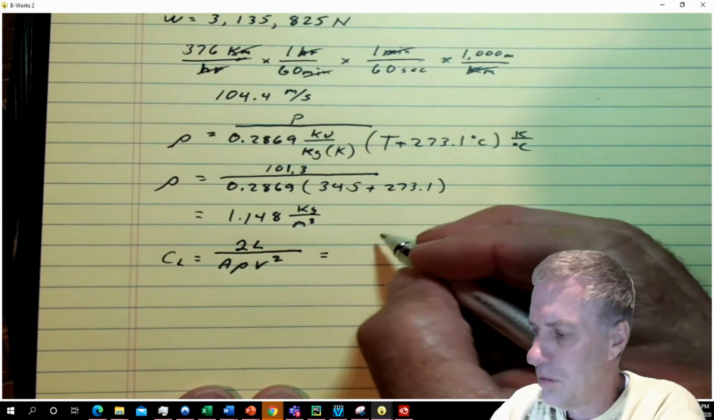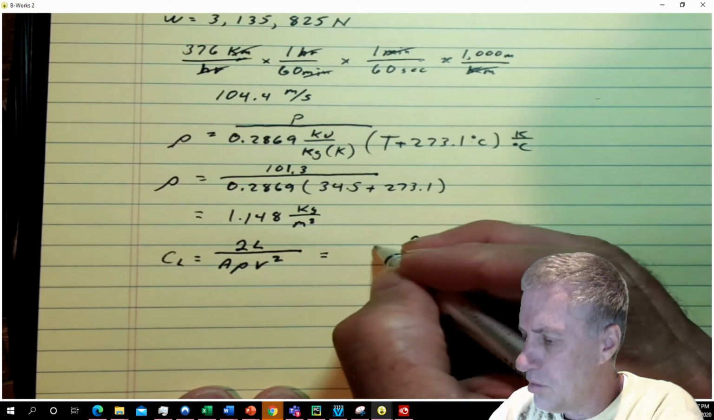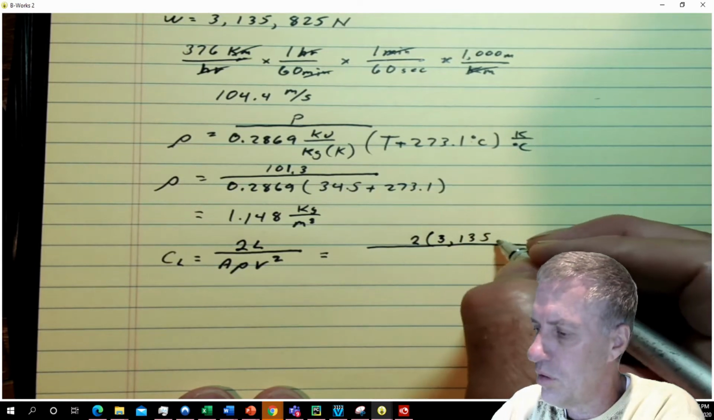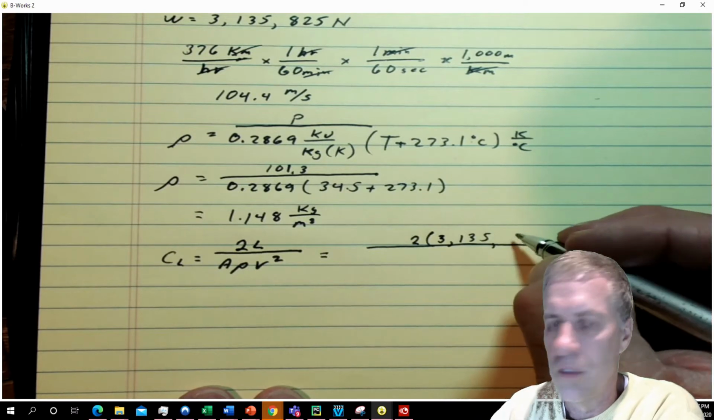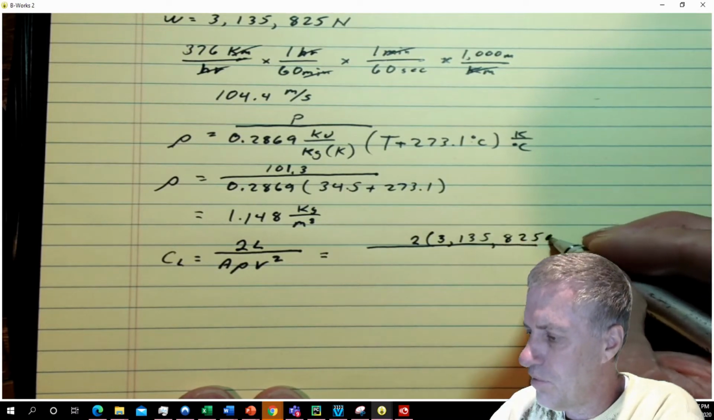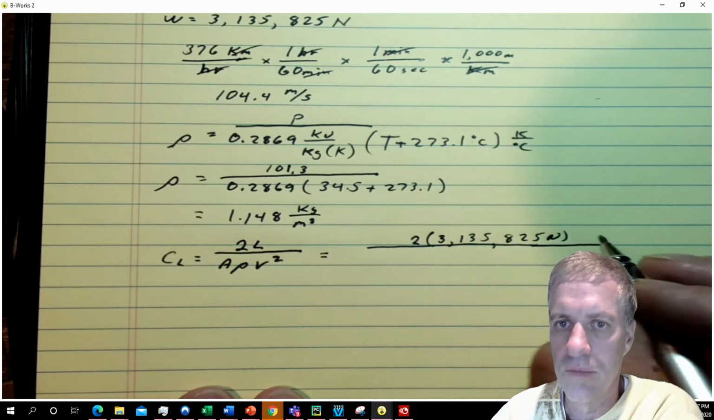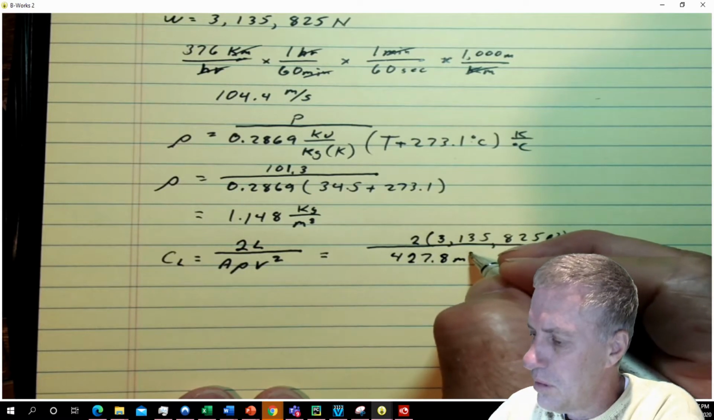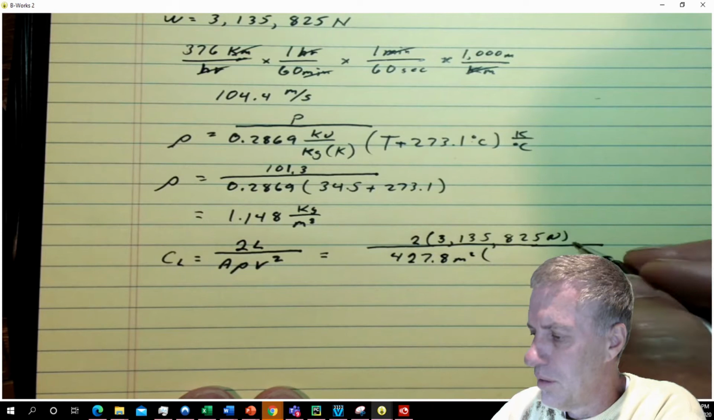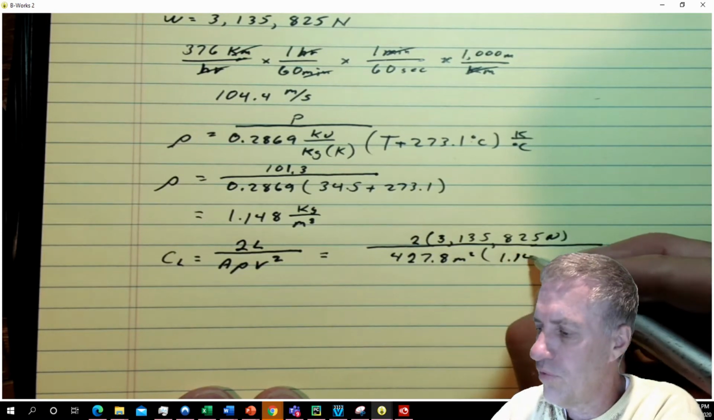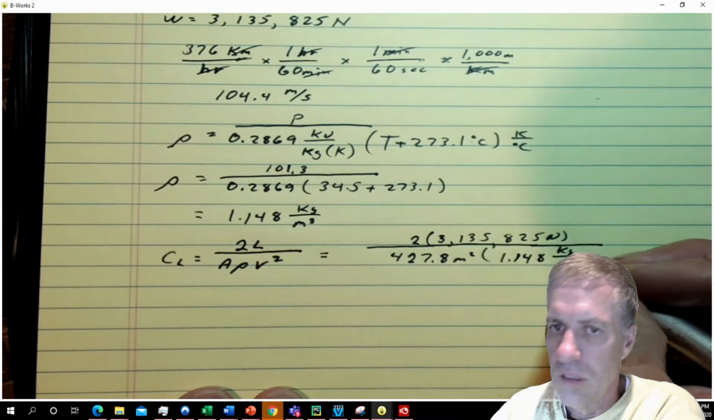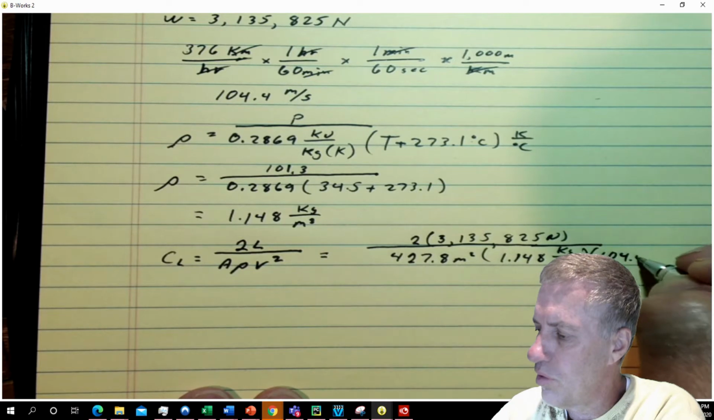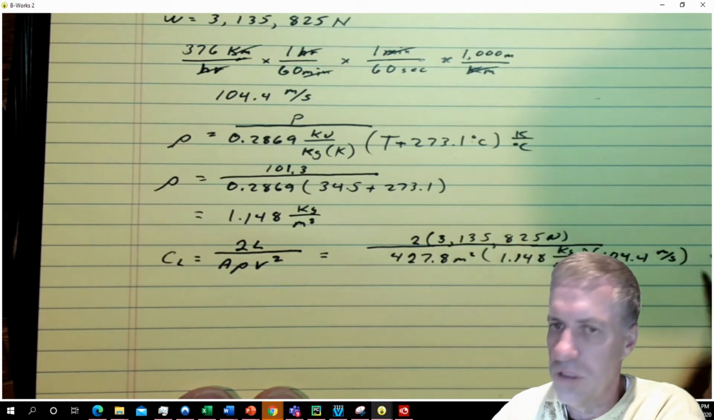All right, so working this out, we've got 2 times 3,135,825 newtons, over 427.8 meters squared times 1.148 kilograms per meters cubed times 104.4 meters per second.